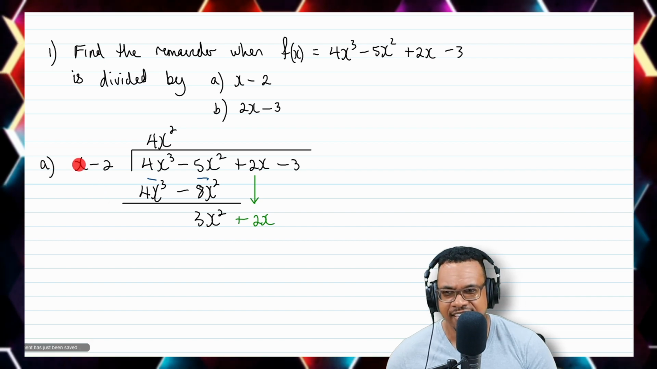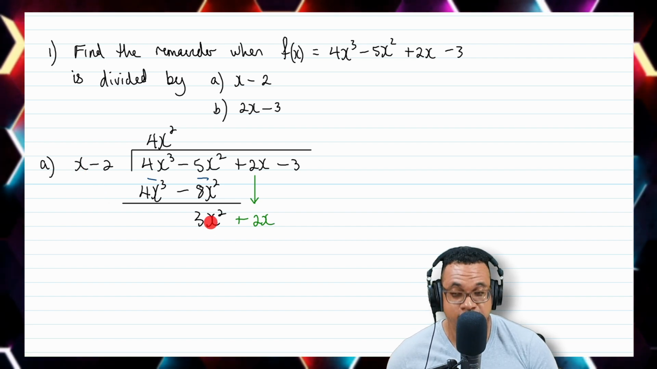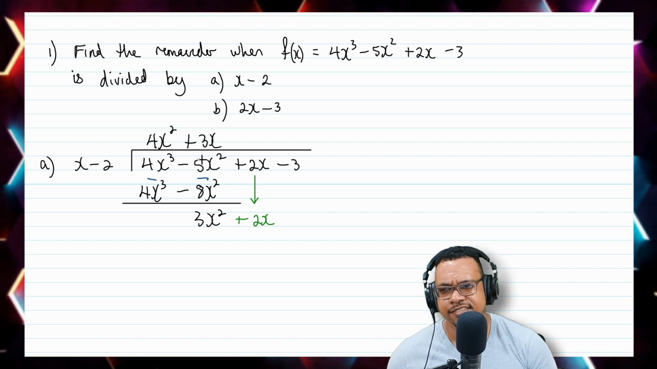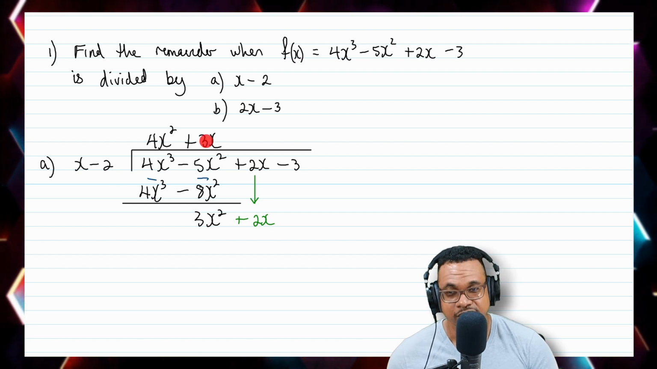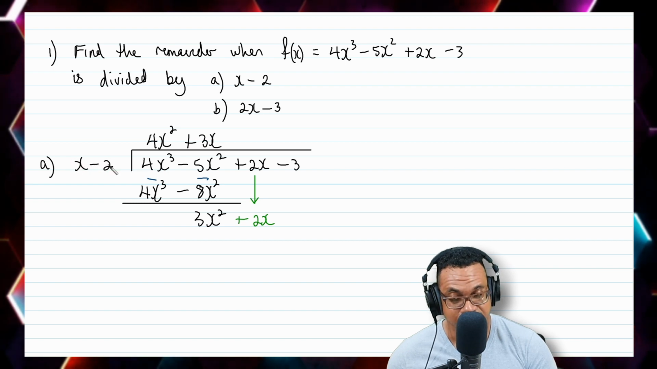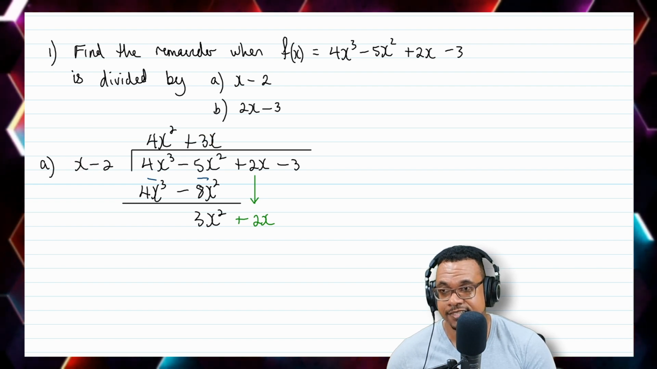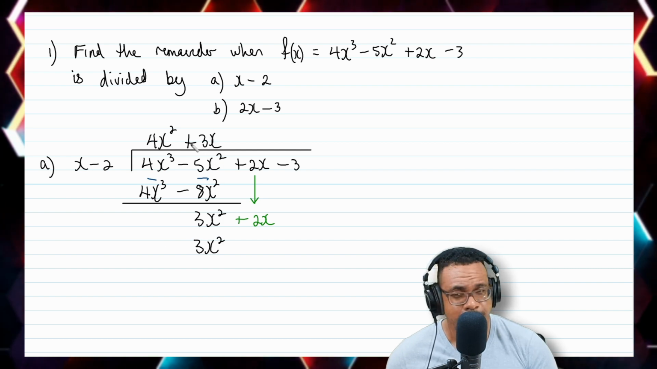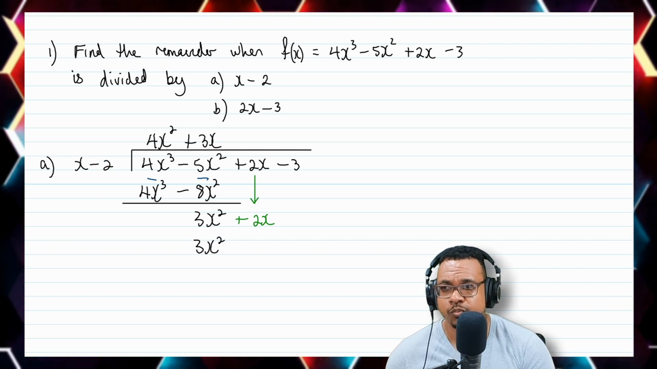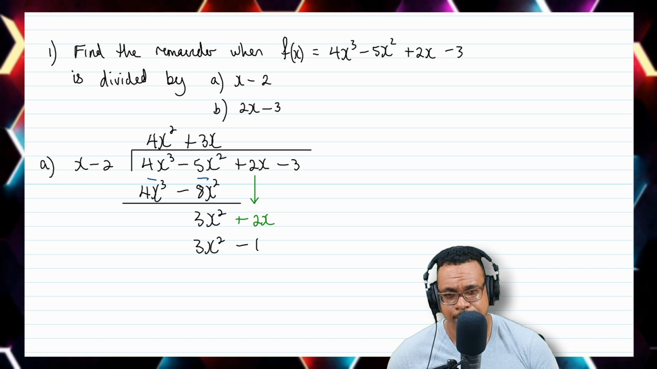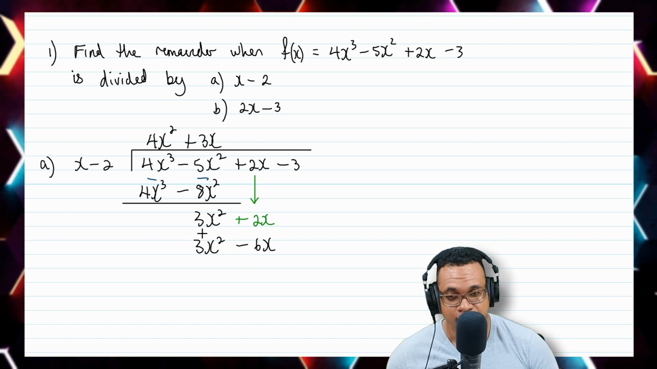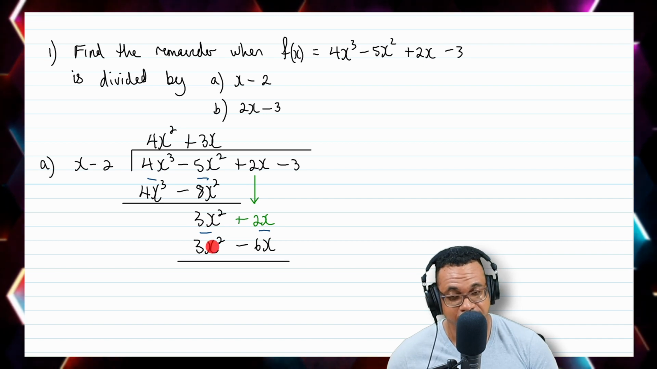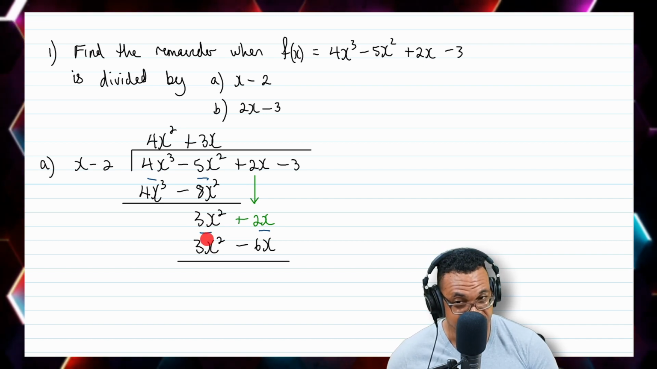And now we're going to say this x into this positive 3x squared, which will give us positive 3x. So we get positive 3x. So now we're going to multiply the positive 3x by the x and also the negative 2. So positive 3x by x would give you positive 3x squared. And the positive 3x by negative 2 would give negative 6x. And again, we're going to subtract. Of course, 3x squared take away 3x squared will give you 0, so we don't have to write anything.